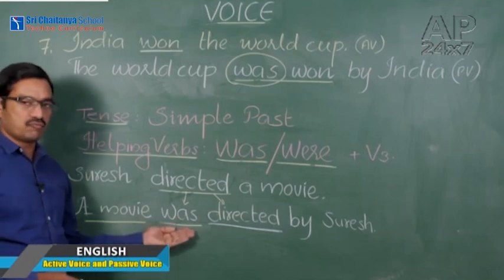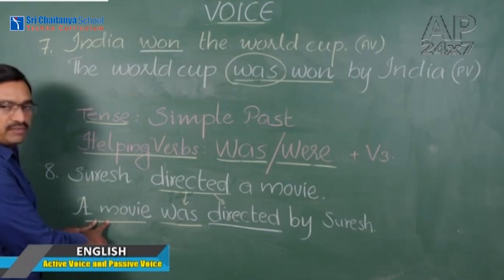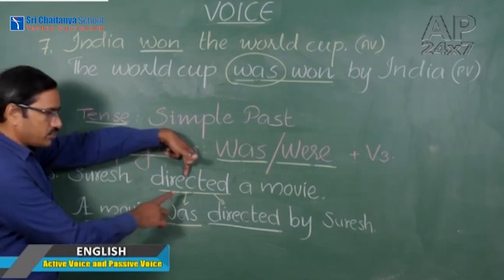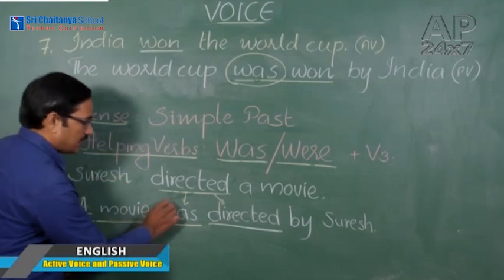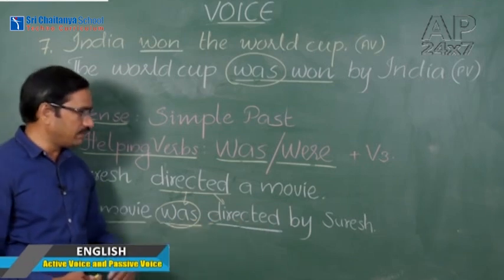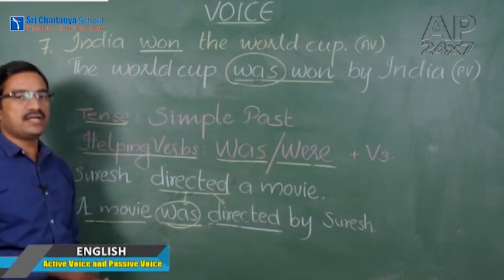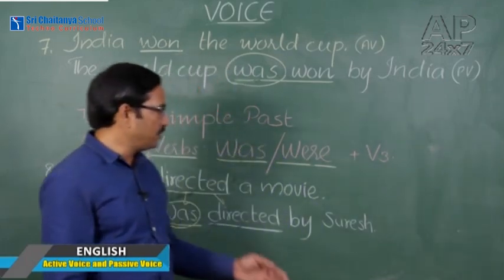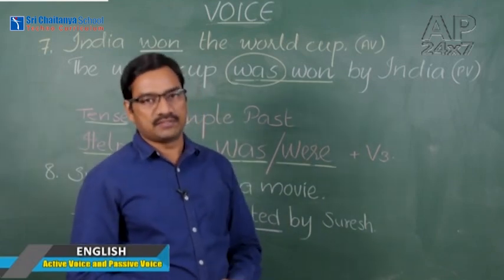So why did we take was here as a helping verb? Because the new subject here, movie, is singular and the verb is past form. So based on the tense and based on the new subject, we have selected was as a helping verb, and V3 directed is in the same V3 form. So a movie was directed by Suresh. So changing past tense active voice into past tense passive voice, we use one of these helping verbs along with V3 form of the main verb.